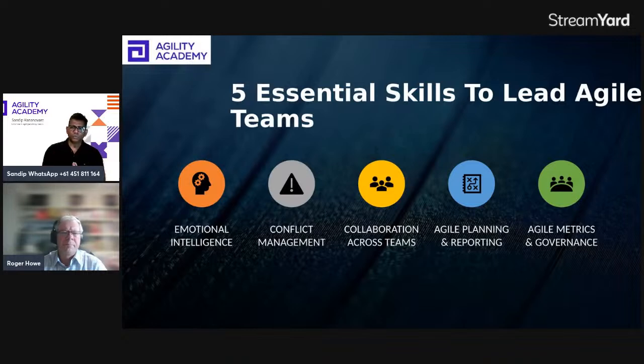Let's continue our journey. Apart from those two practical tips, there are 5 essential skills which anyone needs to have to successfully lead agile teams. First one is emotional intelligence. How confident are you in managing your emotions? Are you self-aware? Can you manage your emotions in a positive way? Do you understand the team dynamic, what your team members are thinking?